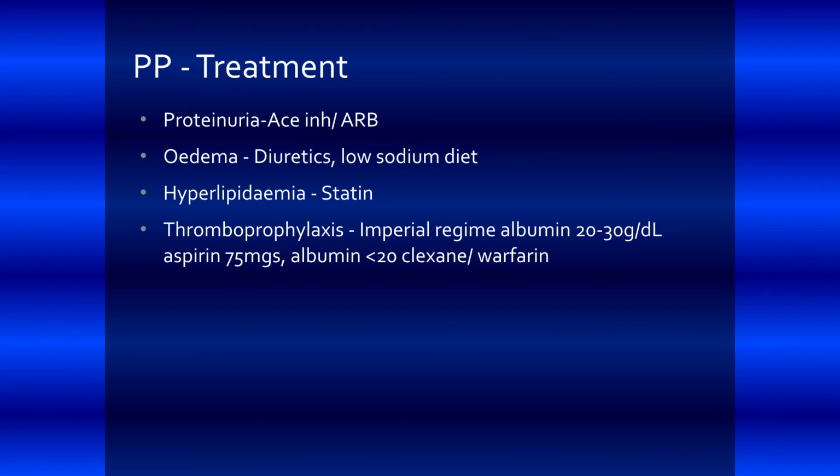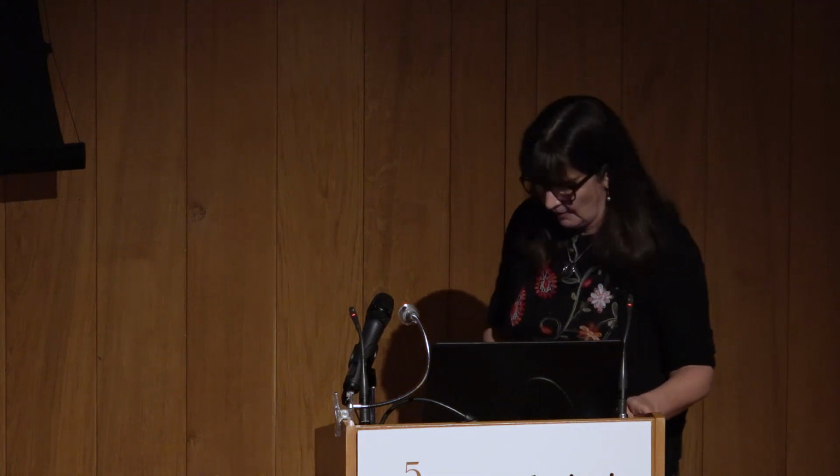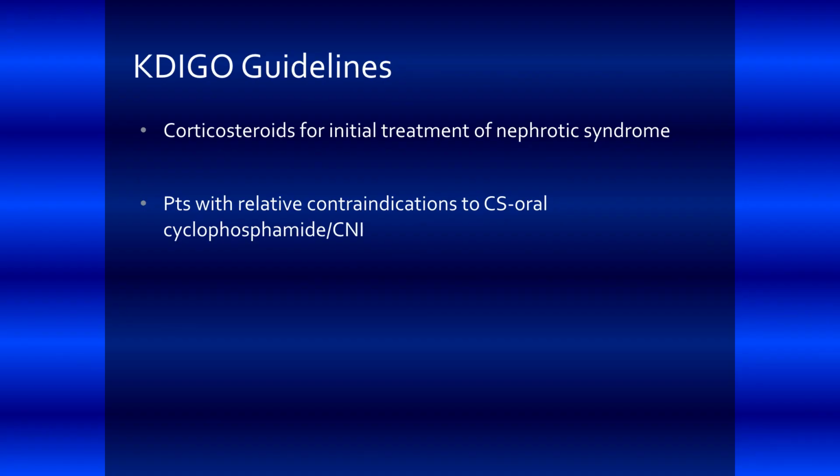So we started Patricia on some ACE inhibitors, angiotensin receptor antagonists. We can treat the edema with diuretics or a low sodium diet. We can treat her hypercholesterolemia with a statin, and we gave her some thromboprophylaxis because of her albumin of 17. So what about more specific treatment?